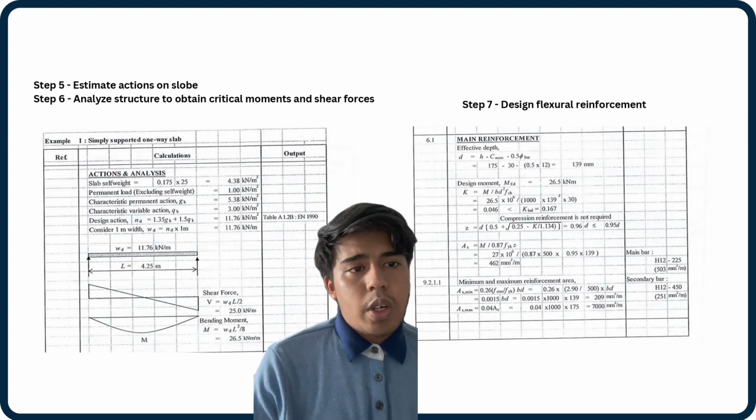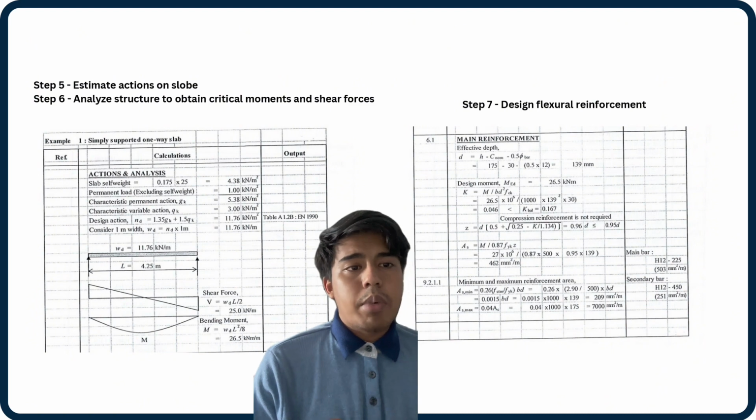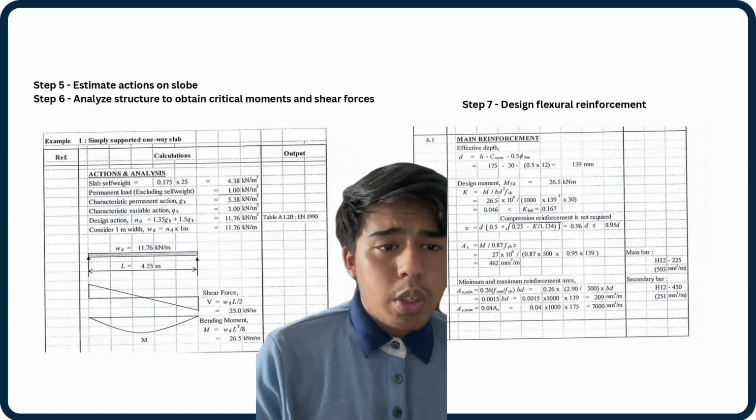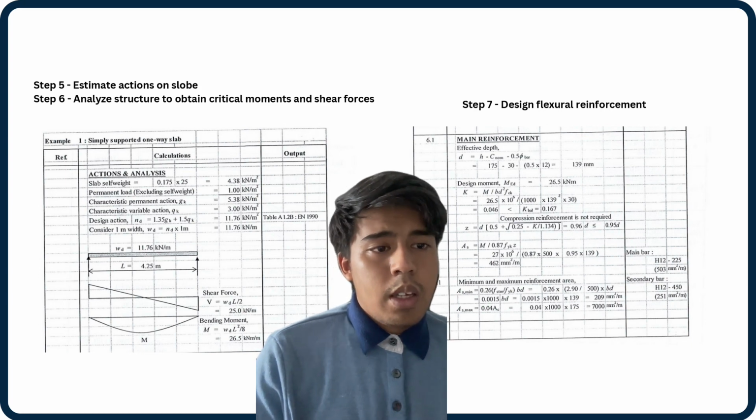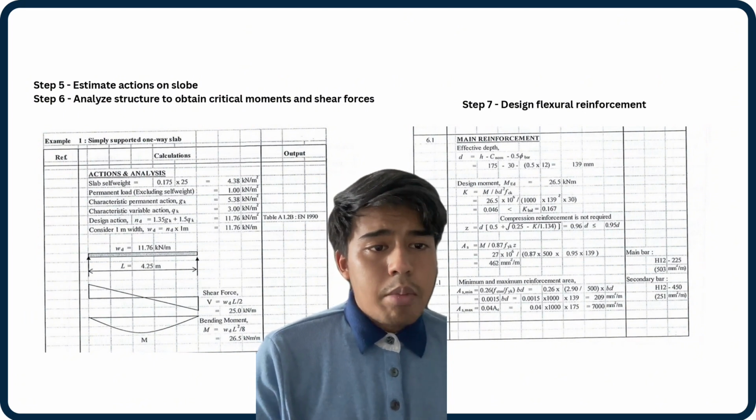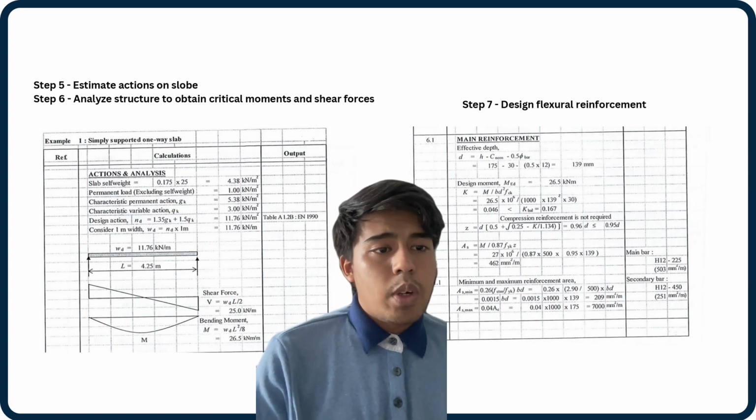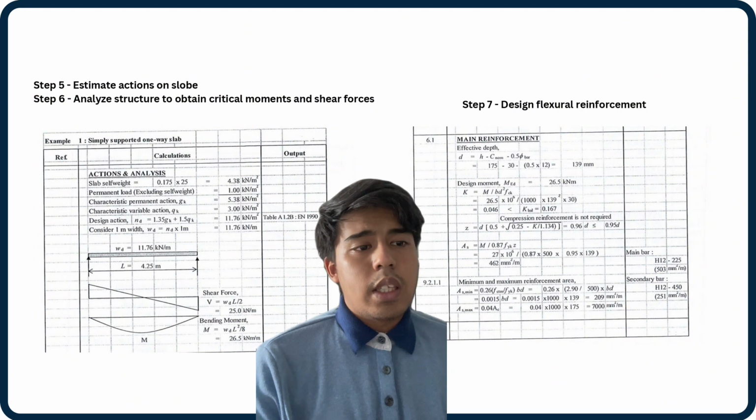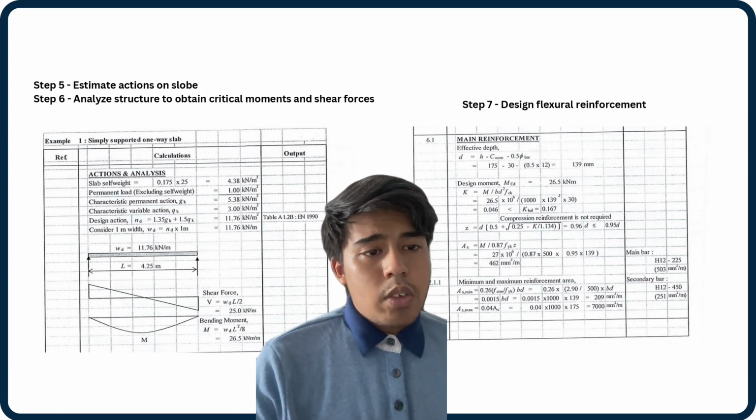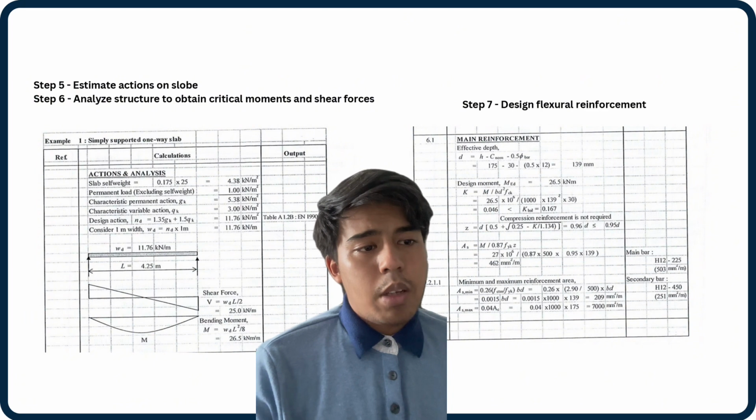AS equals M over 0.87 FYK Z, and we get the value 462 millimeter square per meter. Next, we calculate minimum and maximum reinforcement area. So AS min equals 0.26 FCTM over FYK times BD. From the formula, we get 0.0015 BD, and we insert the values 0.0015 times 1000 times 139 mm, and we get the answer 209 millimeter square per meter. And AS max equals 0.04 AC, equals 0.04 times 1000 times 175. So the value is 7000 millimeter square per meter.